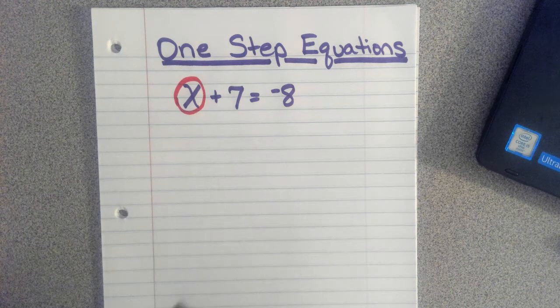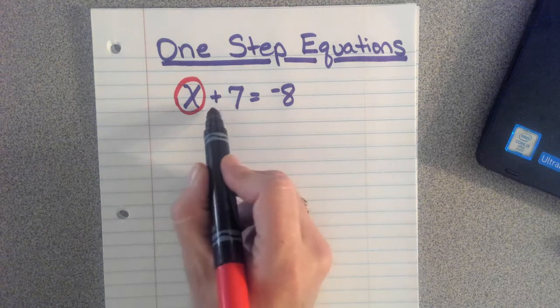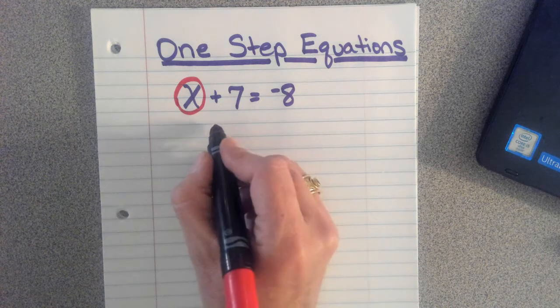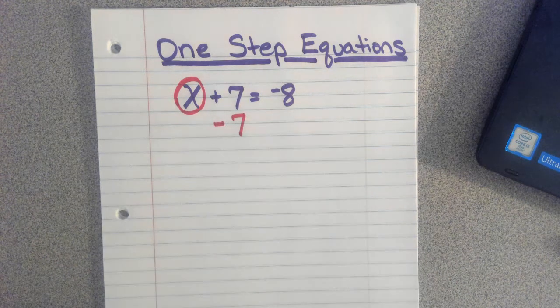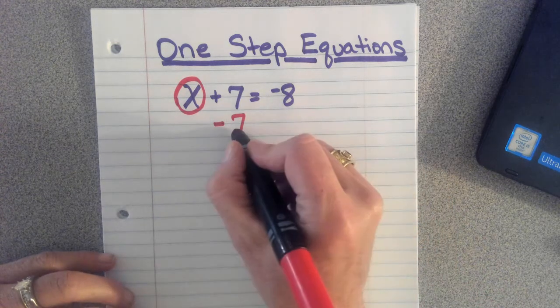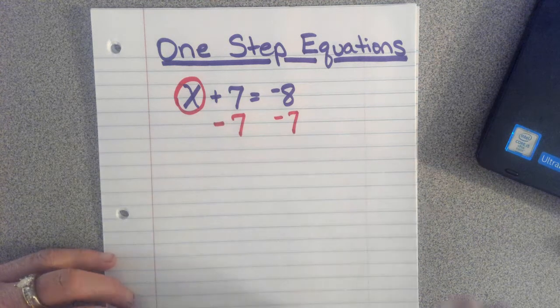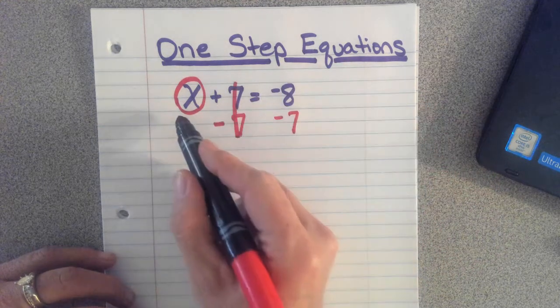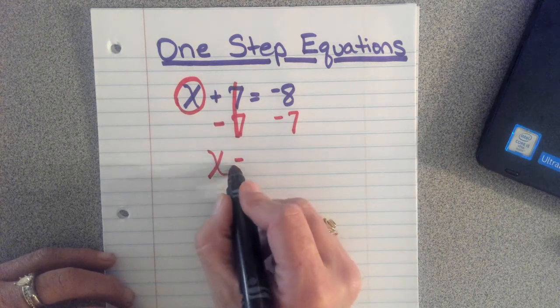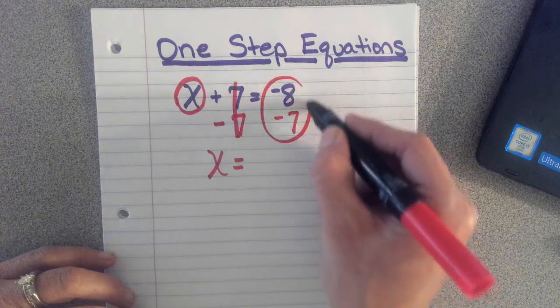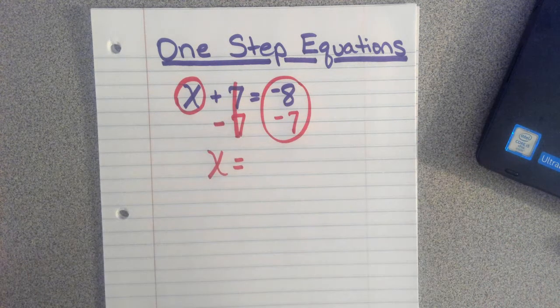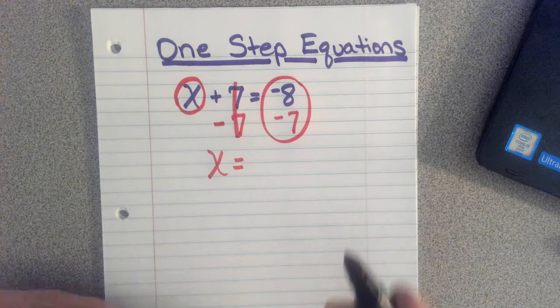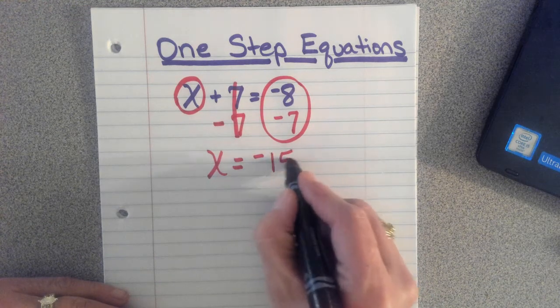What I need to do in order to get x by itself is perform the opposite operation. So my operation here is a plus 7, and the opposite of plus 7 would be a minus 7. And if you recall the fairness rule, what I do to one side, I must do to the other. So if I minus 7 here, I have to minus 7 here. Now the minus and the plus 7 on the left side will cancel out, leaving the x all alone. And then on the right side, I have a negative 8 and a negative 7. They don't cancel, in fact they combine. 8 negatives and 7 negatives will give me a negative 15.